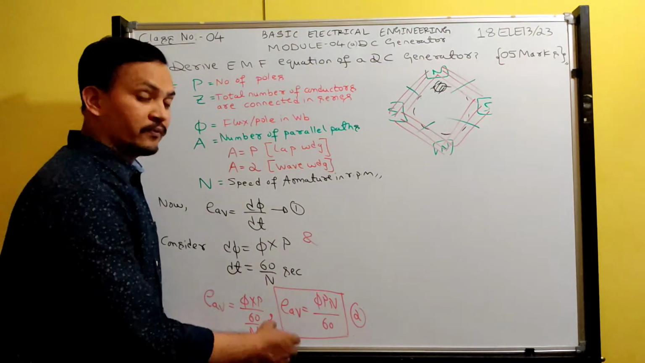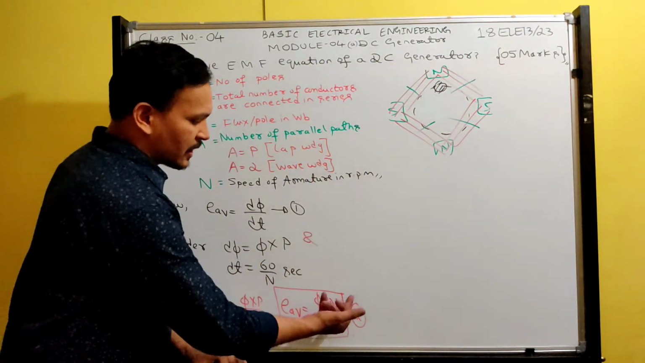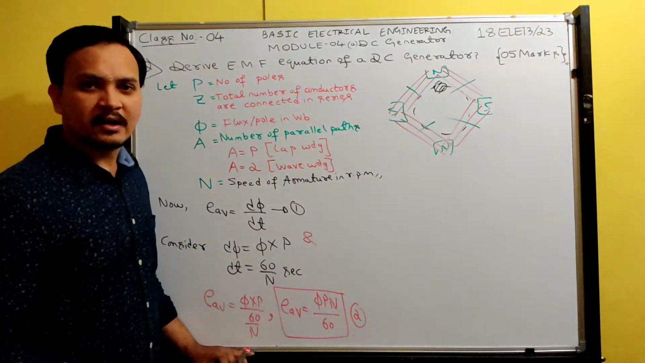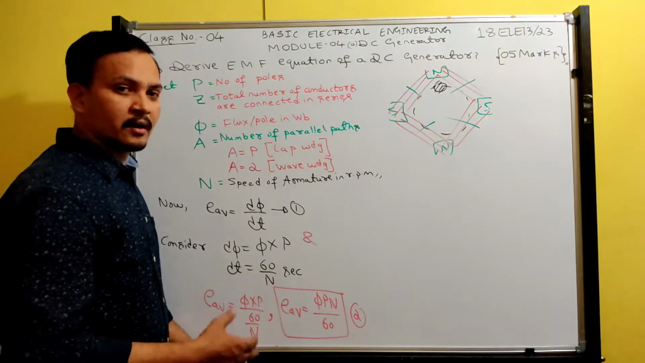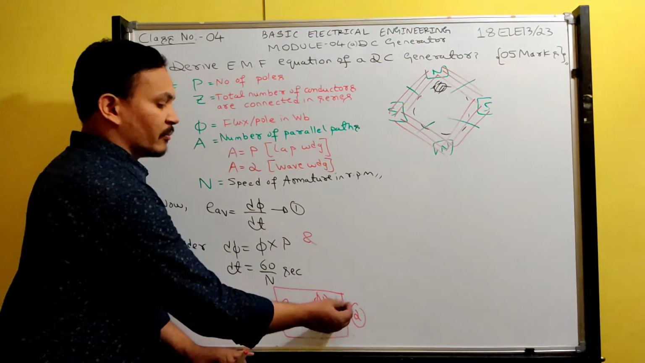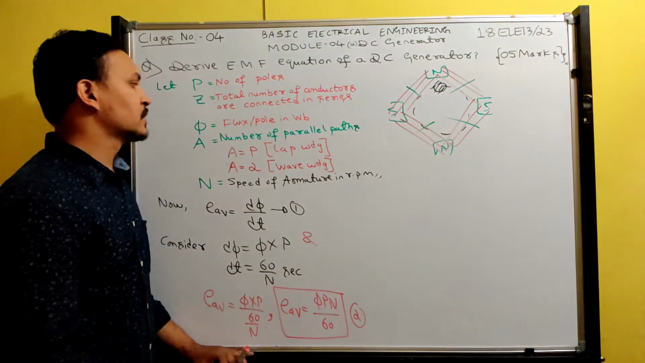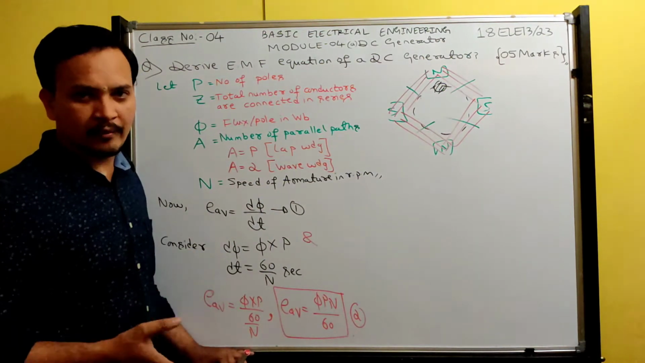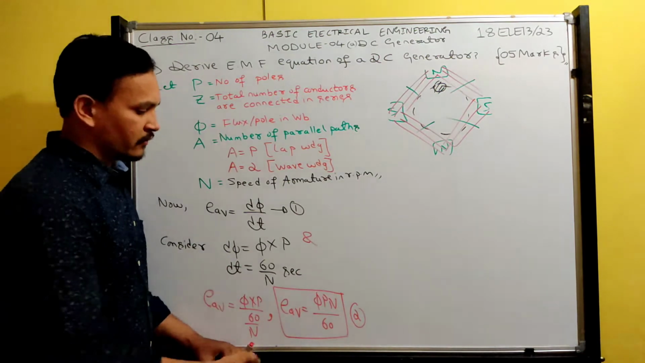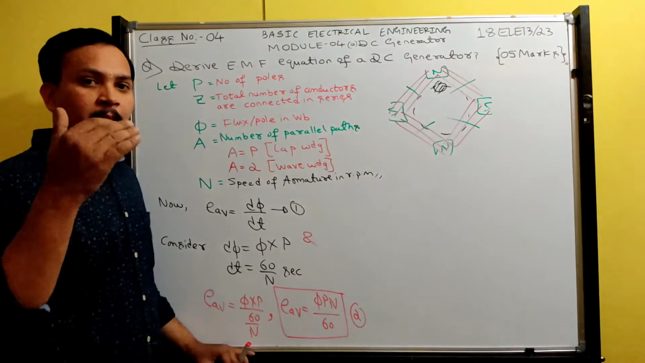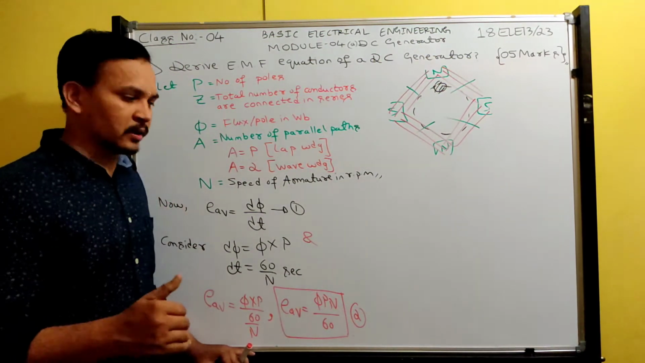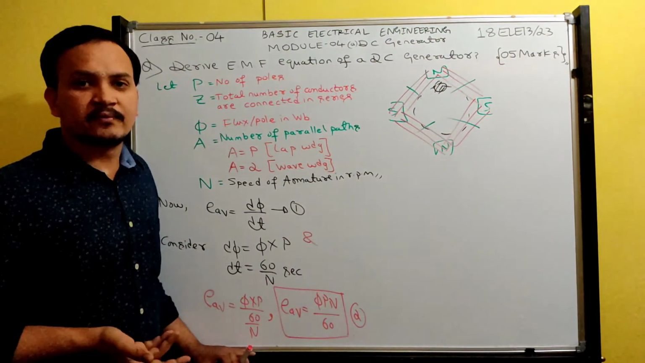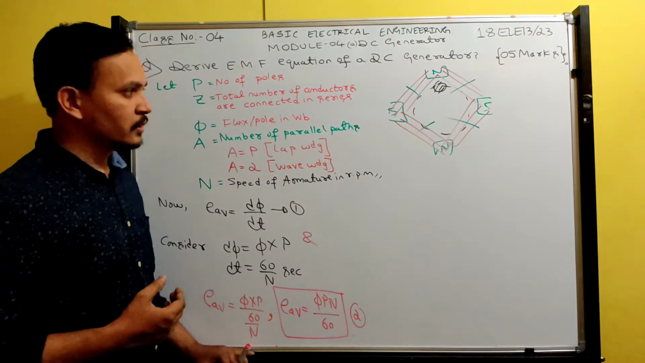If it is 40 conductors, multiply by 40 conductors, then what will you get? The total generated voltage. But you cannot write directly the number of conductors, because the armature winding will be either lap connected or wave connected. Based on that, we have to multiply equation 2 by the number of conductors per parallel path. That gives the total EMF generated in a machine.